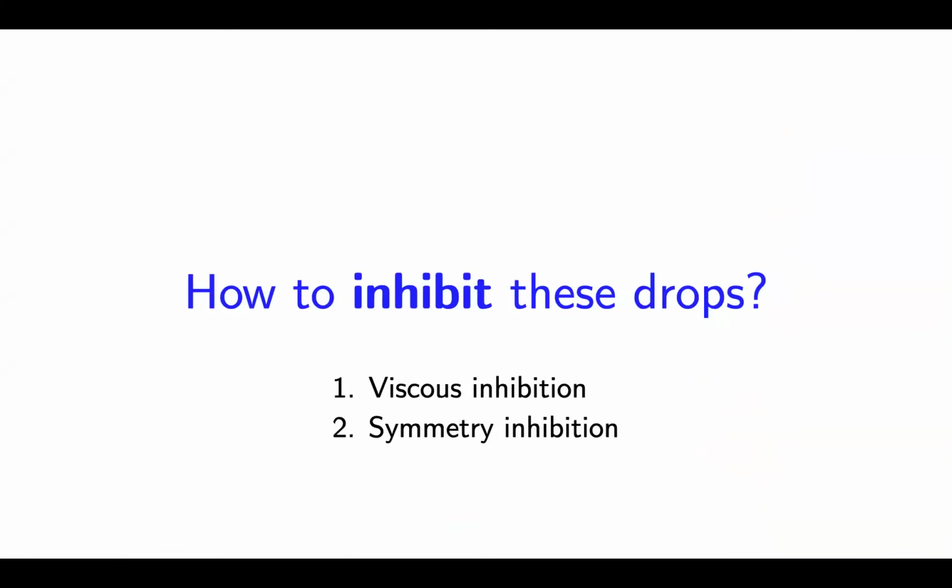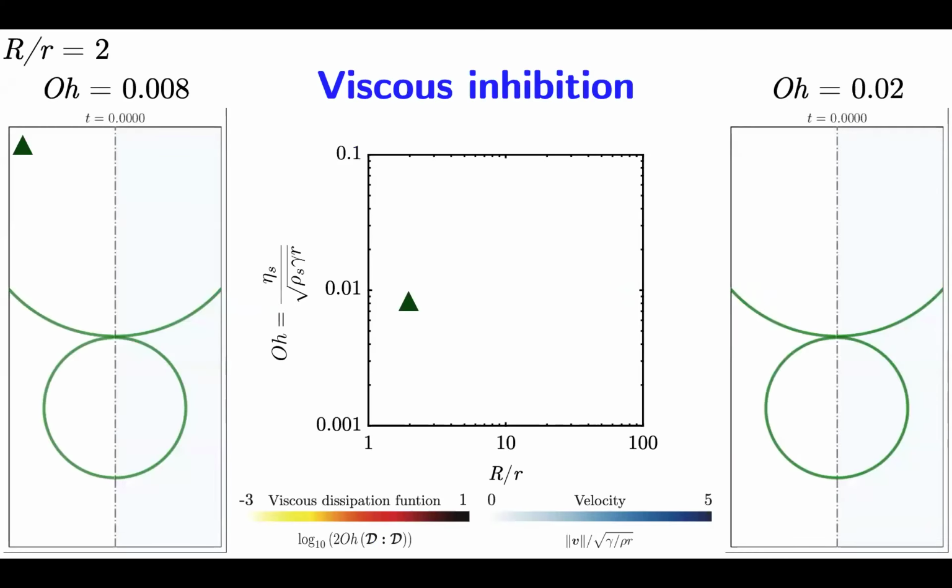So once we know how these droplets are formed, the question is, how do we inhibit these droplets? And there are two ways of doing that. One is through viscous dissipation, and the second is through the symmetry of the problem. So let us first look at the viscous dissipation case.